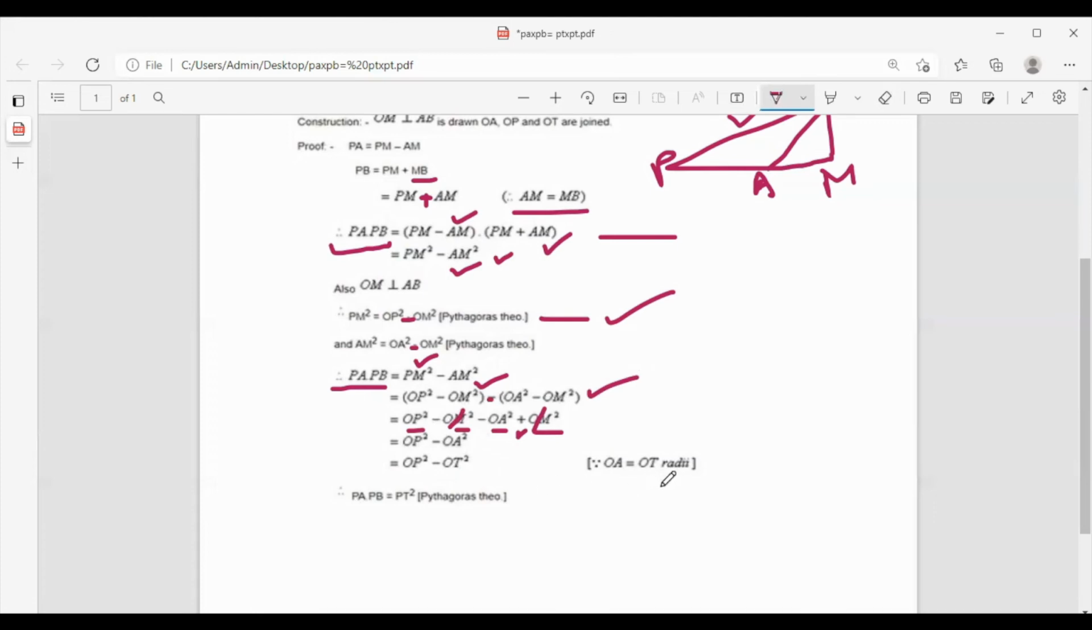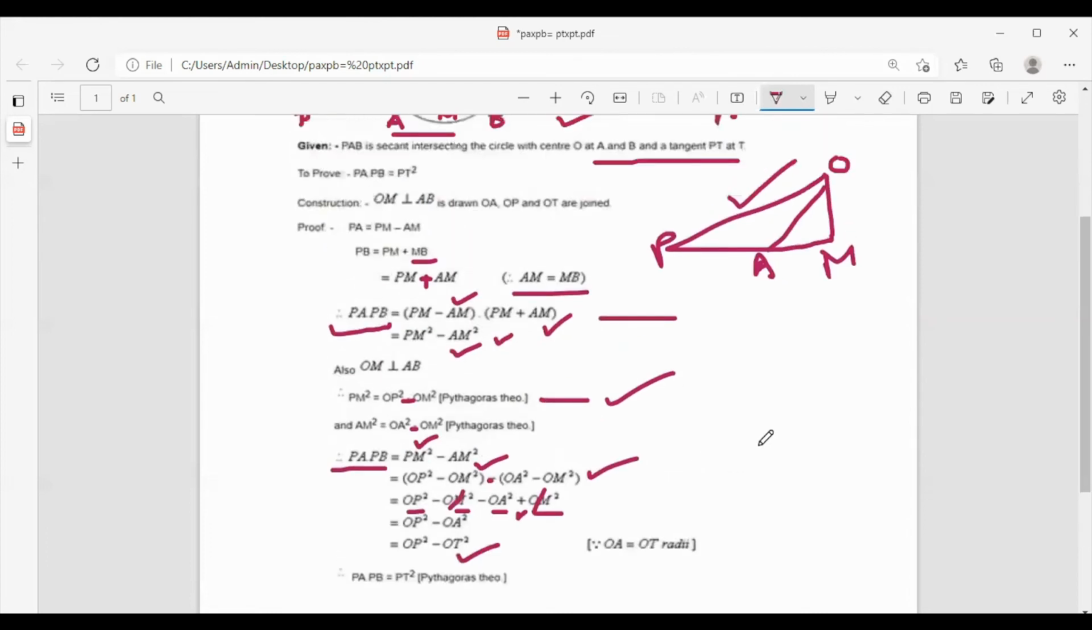We know OA and OT are both radii; the plural of radius is radii. So OA can be replaced by OT, giving OP square minus OT square. According to the Pythagoras theorem, this is equal to the hypotenuse, that is PT square. So PA into PB is equal to PT square, and this way we have proved the theorem.